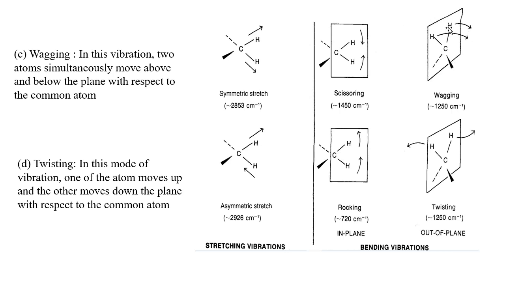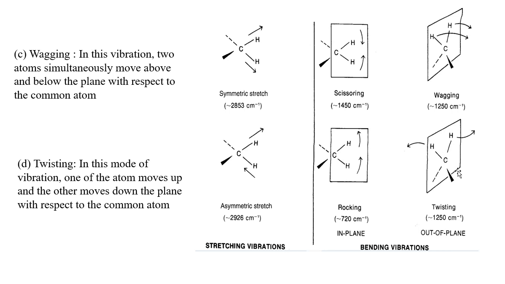Such a type of bending vibration is called wagging vibration. And the twisting vibration is also an out of plane bending vibration. One of the atoms moves up and the other moves down, with respect to the common plane of the carbon atom. That is the plane of carbon atom.